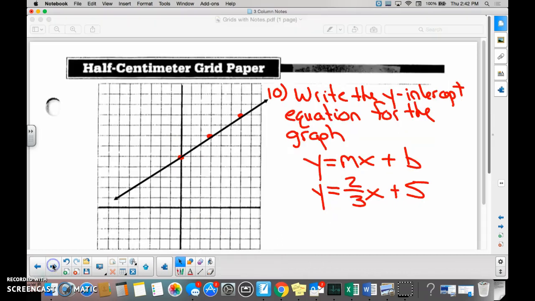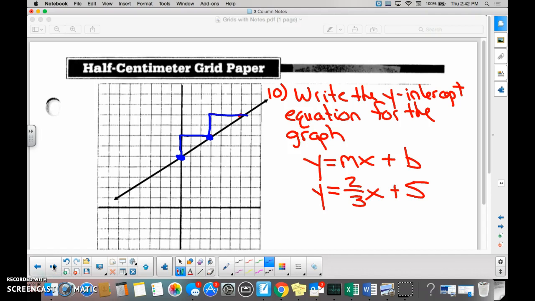Okay. Next one. Where's our y-intercept? This is 0, 5, right? Yep. To get from here to here, what do we rise and what do we run? 2. 2 over 3, right? What do we rise and what do we run?